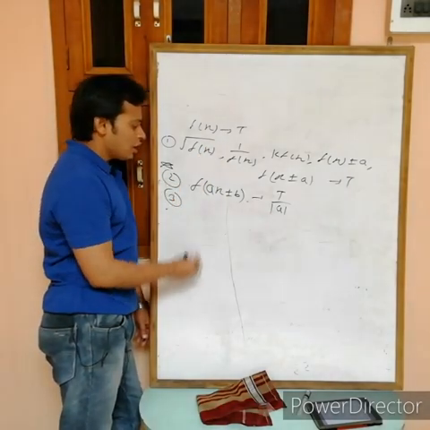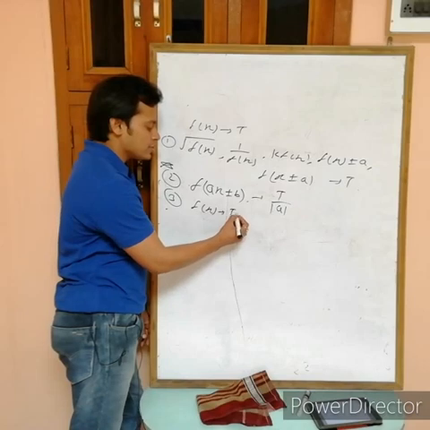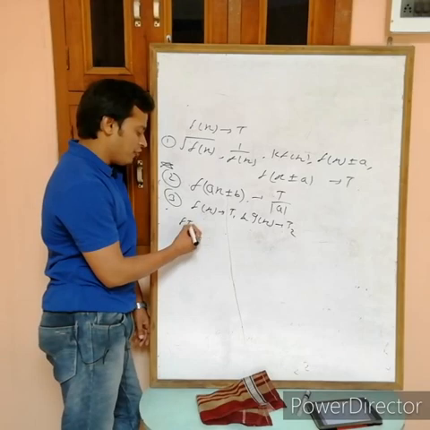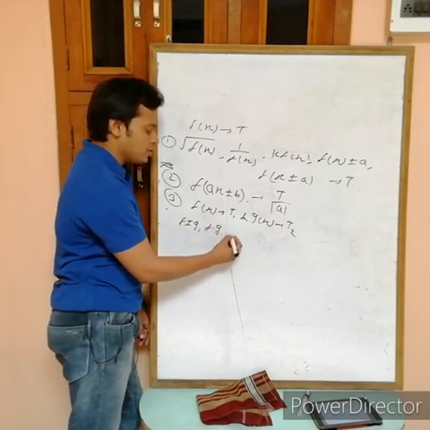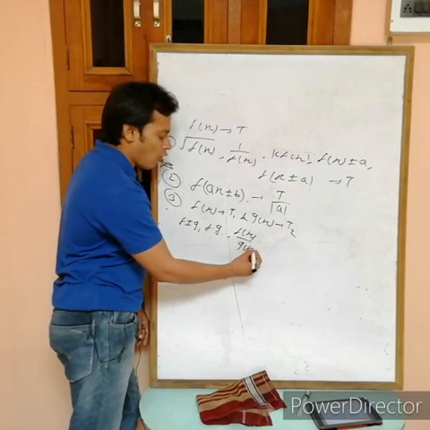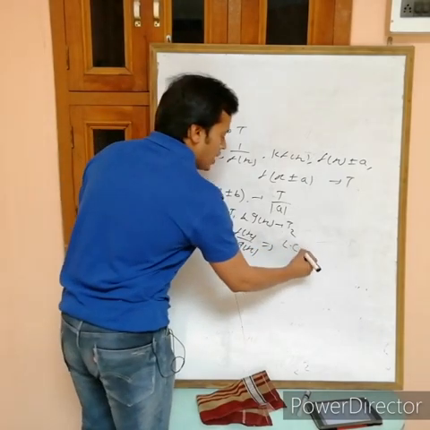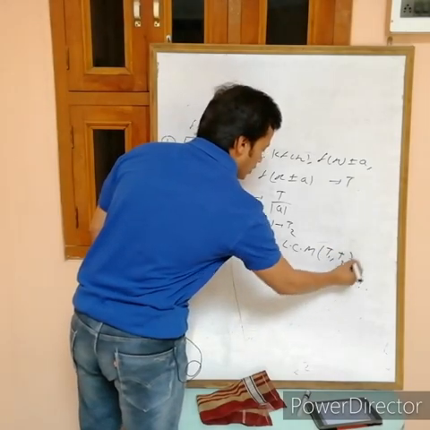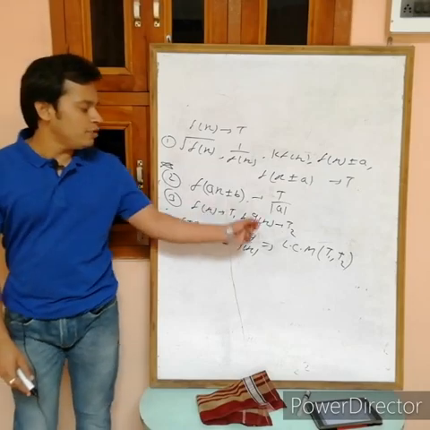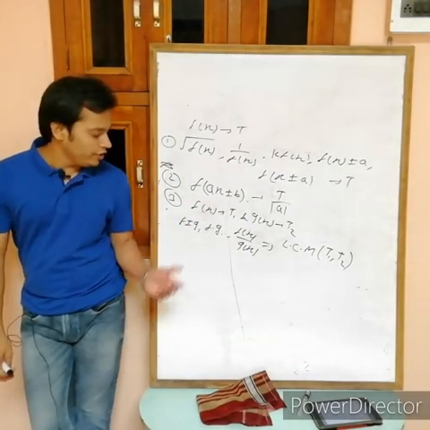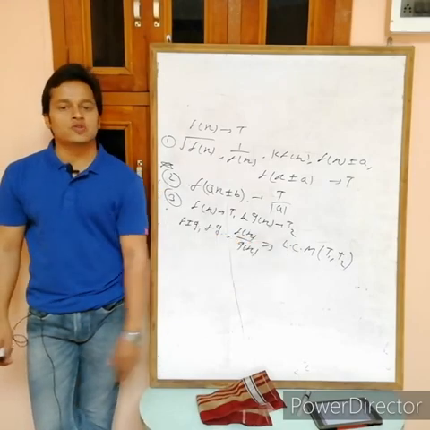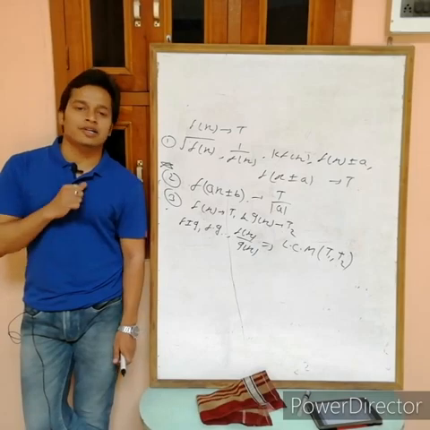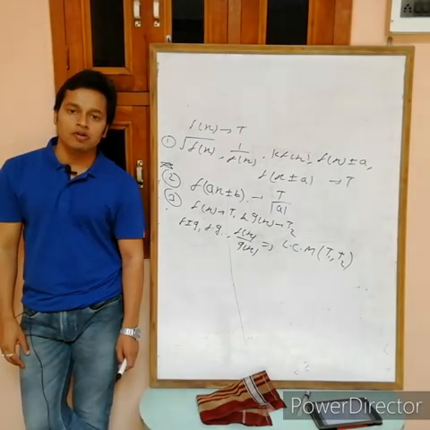Okay, the third point is, if the period of f(x) is T1 and the period of g(x) equals T2, then the period of f plus minus g, f into g, f(x) by g(x), the period of all these functions is equal to the LCM of T1 and T2. So if the periods of f(x) and g(x) are T1 and T2 respectively, then the period of this one, or this one, or this one is equal to the LCM of T1 and T2, if the LCM exists. If the LCM does not exist, then these functions are non-periodic.